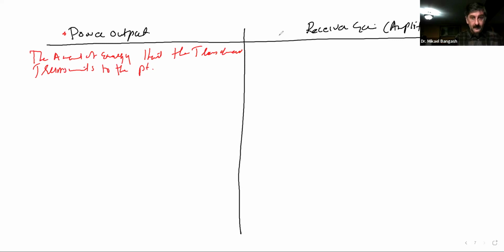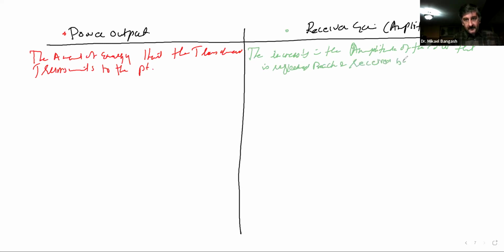Whereas receiver gain, the amplification, is simply the increase in the amplitude of the sound wave that is reflected back and received by the ultrasound system. Did you guys get that? Yes. Good.